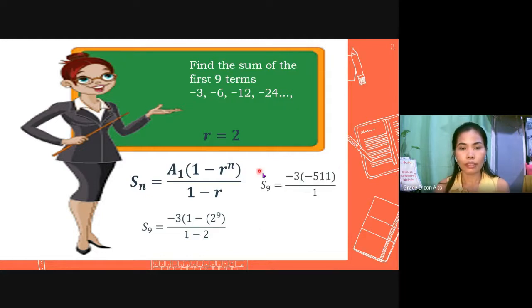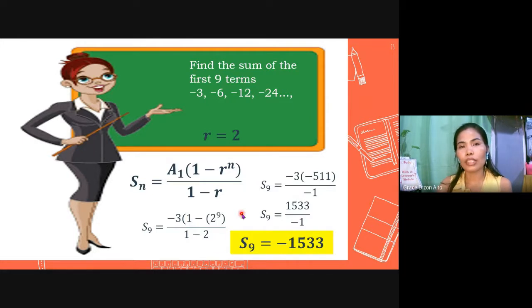So after that, -3 times 1 minus 2 raised to 9. 2 raised to 9 is 512, and 1 minus 512 is -511 times -3, that is positive 1,533 divided by -1, that is -1,533. So everything is easy if you already have mastered conditions 1, 2, 3, and 4.